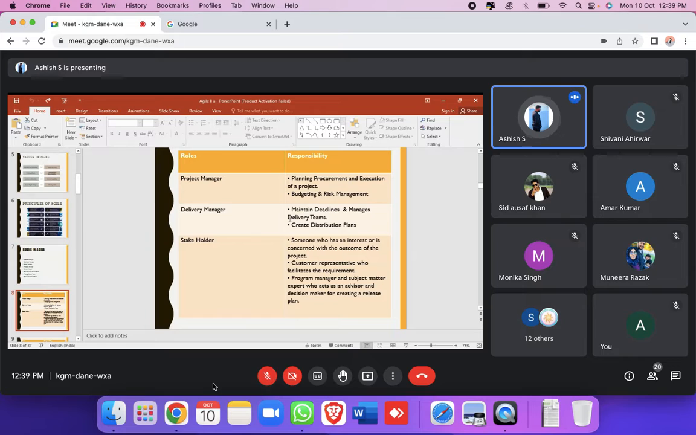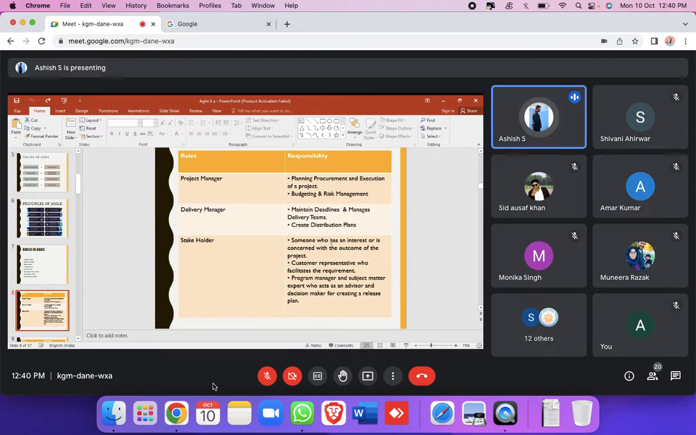Next we'll be having a delivery manager. A delivery manager is the one delivering your particular modules or your software to a concerned client or customers. He is the one who maintains the deadlines and manages the delivery terms. For example, our client says that I want this particular product in 2 weeks with these features or modules. That time and those modules should be present in that application. That has to be taken care of by the delivery manager.